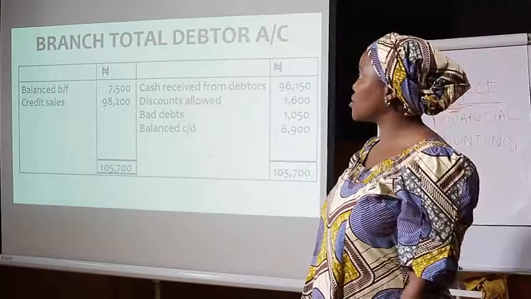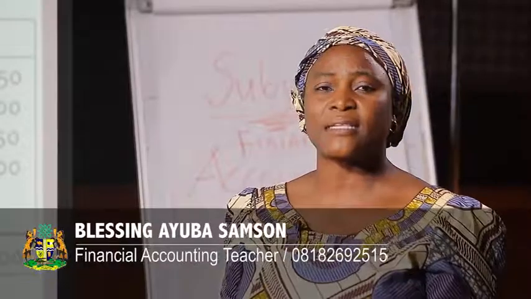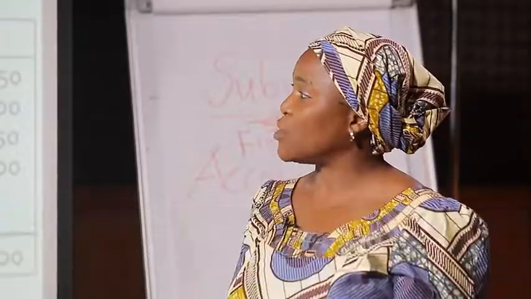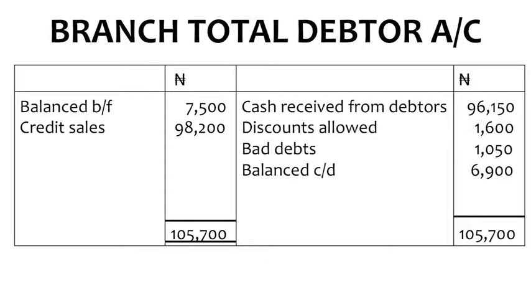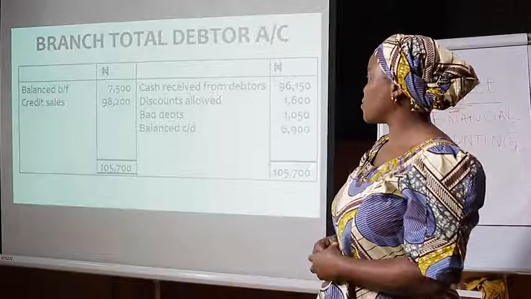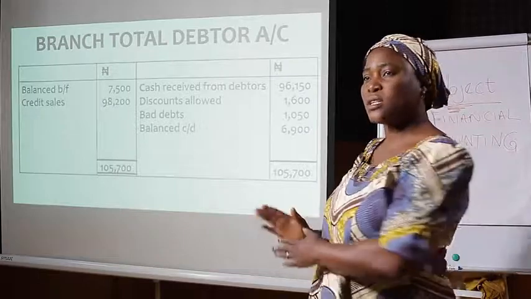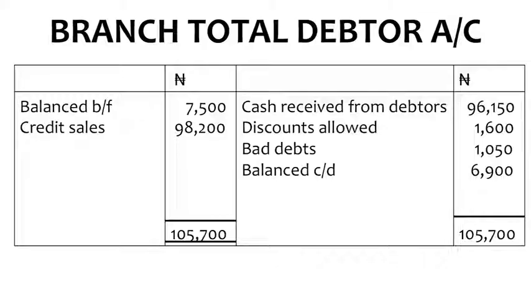Then we have the branch total debtor account. In this account, we had debtors. And on your debit side, we have the balance brought forward of 7,500, which was the initial payment by the debtors. The cash received from debtors is on your credit side, which is 96,150 naira. Then we gave them discount, which is always going to be on the credit side of your accounts. And the discount that was allowed to the debtors is 1,600.